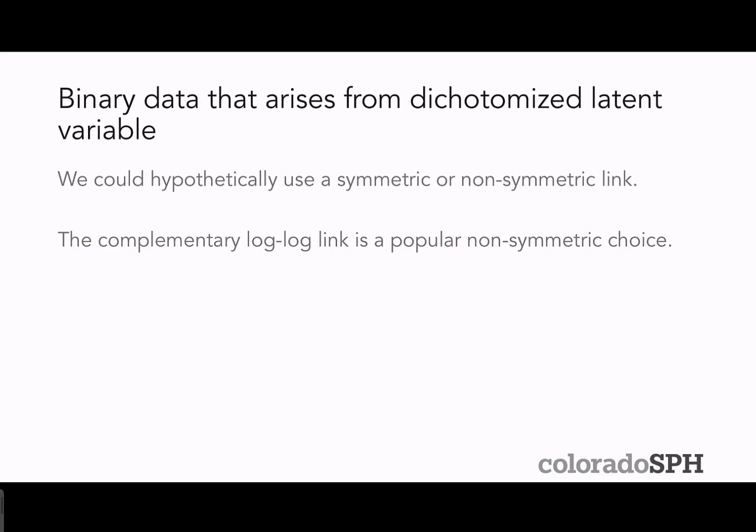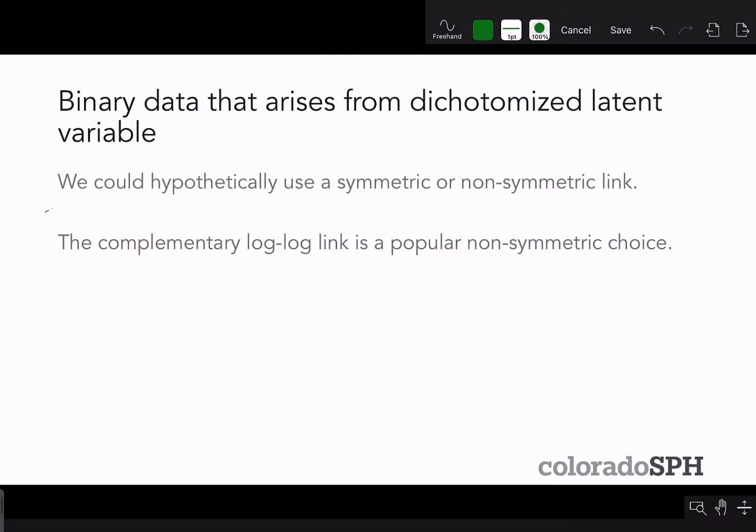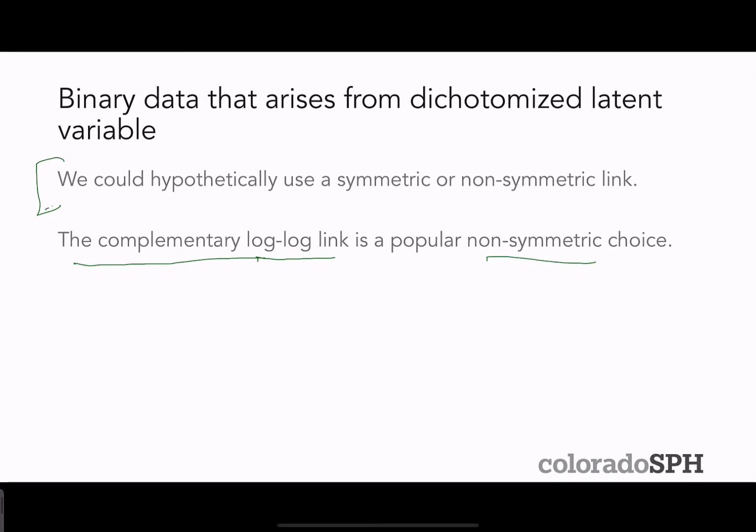So if we have binary data that arises from a dichotomized latent variable, we can hypothetically use a symmetric or a non-symmetric link. It just matters what the data looks like. However, often in that case, we might think to use a complementary log-log link. That is a popular choice in this setting, in the non-symmetric setting. And I'm going to go through what that looks like. And you're going to use it in your homework, so it'll be good to know.